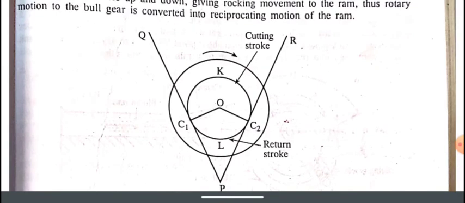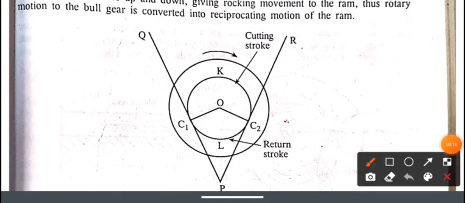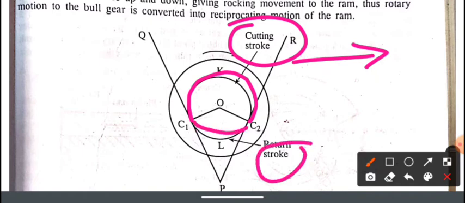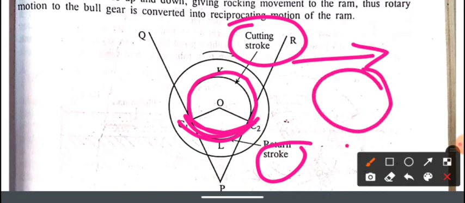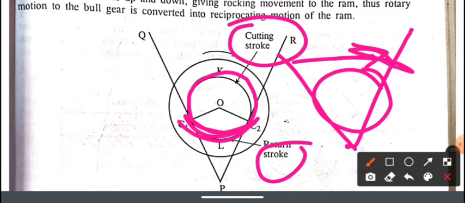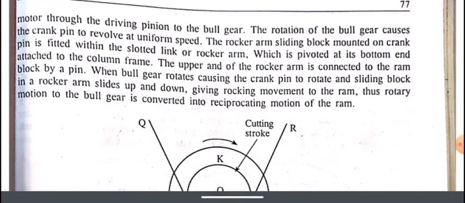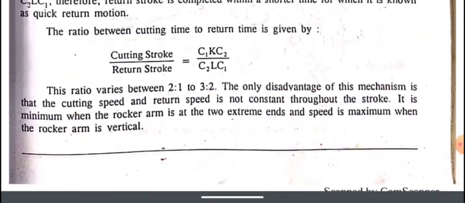Here is the principle of how this quick return motion works. You can see the angle made by the forward stroke is more, which means the forward stroke requires more time because it is the cutting stroke. The return stroke angle is less. In the diagram, the rocker arm, the slotted lever, moves to one side and then the other, making an oscillating movement, and by that the quick return motion is obtained. This is the principle of the quick return motion mechanism.